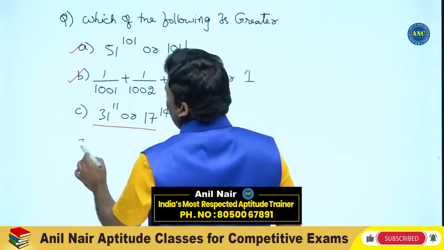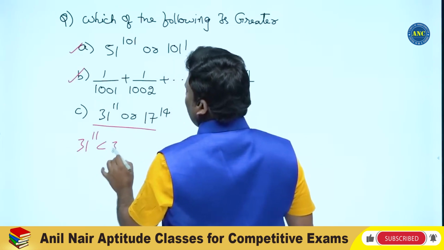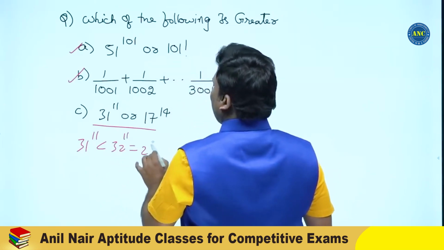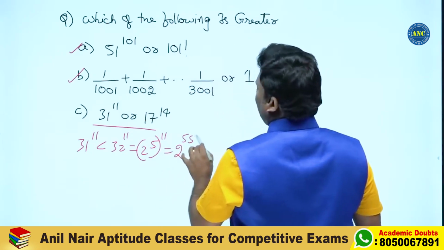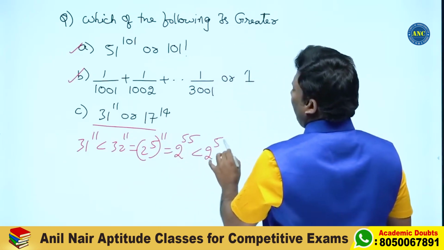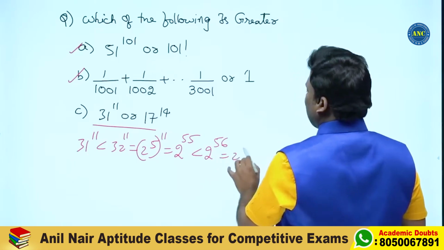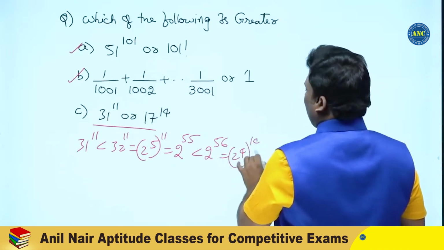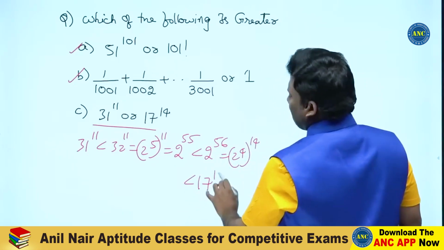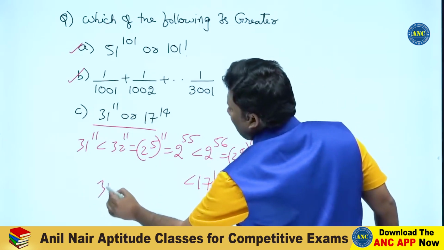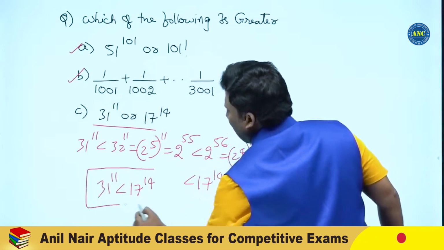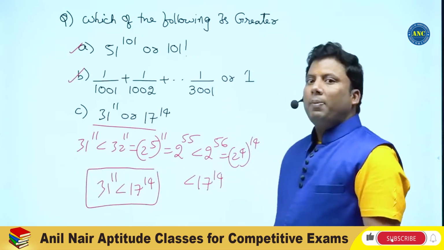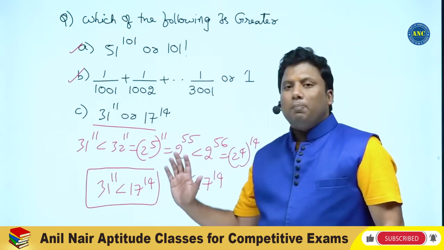It is easy. 31 is less than 32. 32 is 2 power 5, power 11, 2 power 55. 2 power 55 is less than 2 power 56. 2 power 4 power 14. 16 is less than 17. Third one is quite an easy question. 31 power 11 is less than 17 power 14.